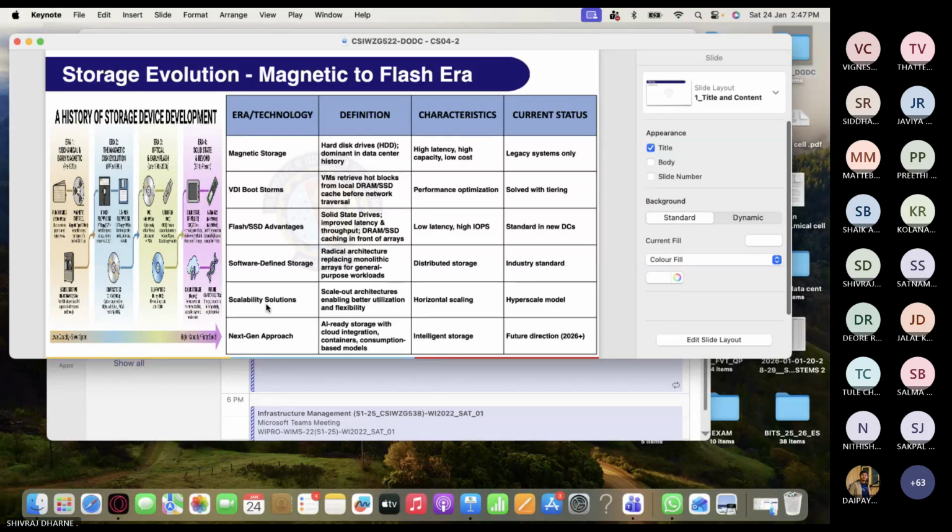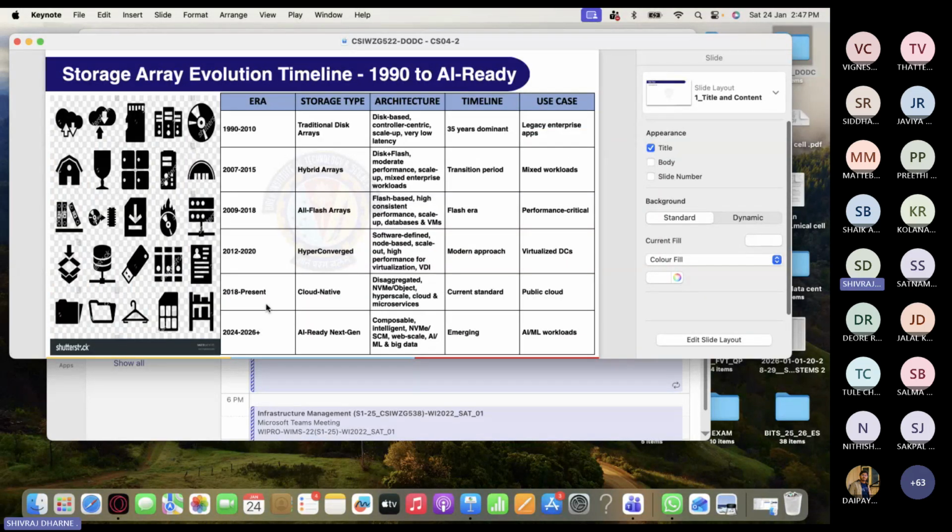I hope you are getting this. So now, storage evolution, I think we talked about this. You can read the year wise evolution; I am not going to spend time on it. But let me just explain the difference.